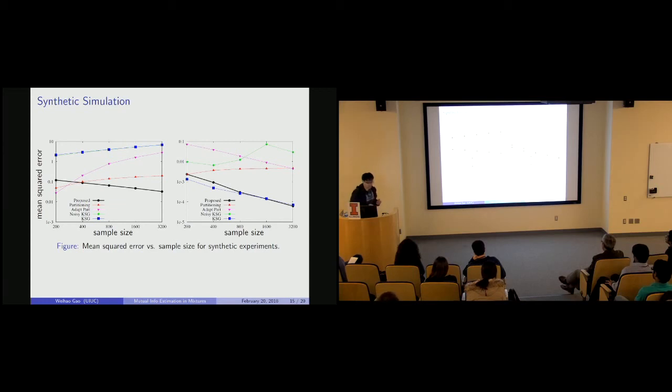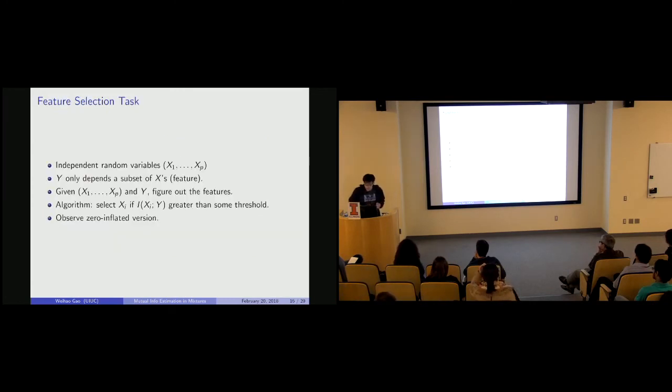The red and pink lines are partitioning or quantization-based algorithms. The blue and green lines are based on KSG, and the noisy KSG, where I just add some noise to each sample. We can see that for both of the cases, our estimator is consistent. Our mean square error decreases as the sample size increases. Some others will even increase because they don't have consistency. And some other algorithms may be better than our algorithm in some cases, but there is no algorithm that can beat our algorithm in every case.